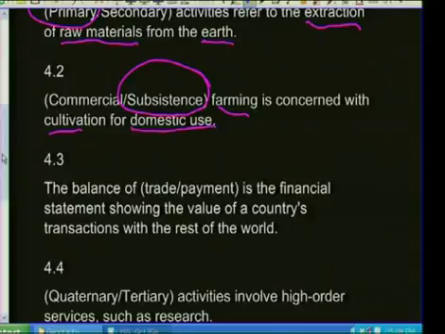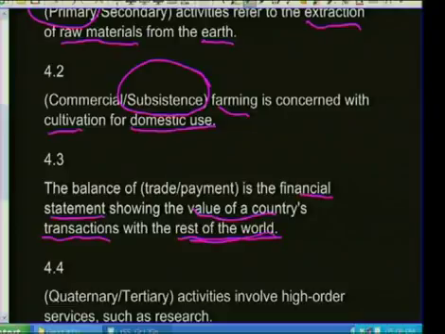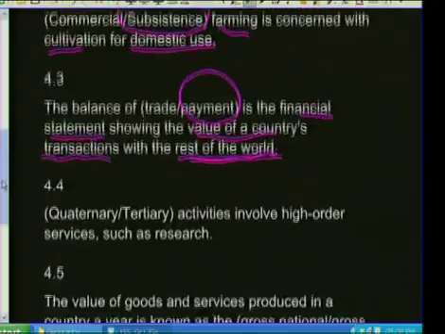the balance of trade payment is a financial statement showing the value of a country's transactions with the rest of the world. We found people just jumped in with trade. Because you see trade, that is not knowing your concepts. Balance of trade is goods and services produced by citizens within the country. Balance of payment is outside the country. So it shows clearly with the rest of the world. So obviously it's payments. Can you see how easily we can misjudge this?